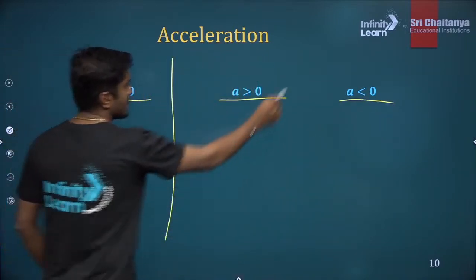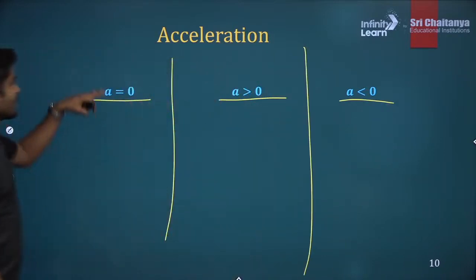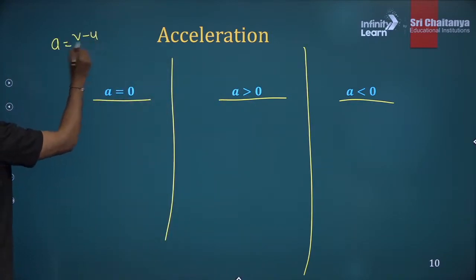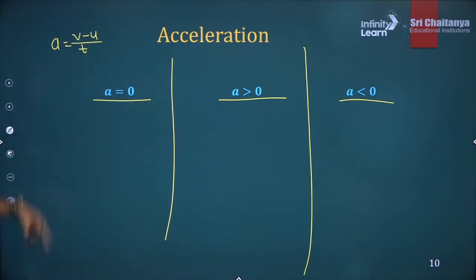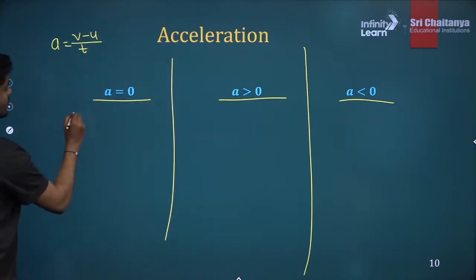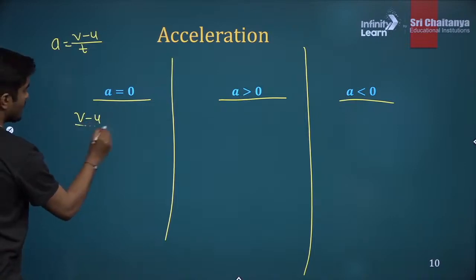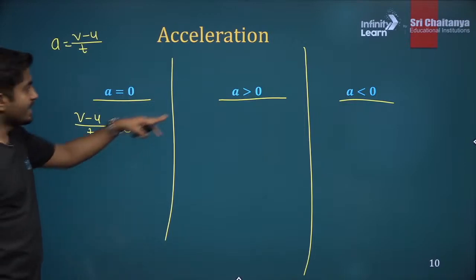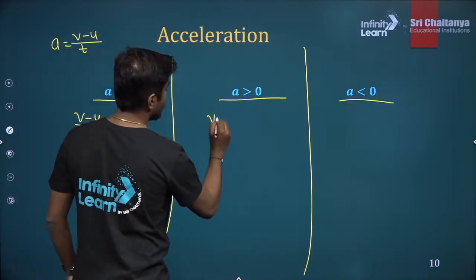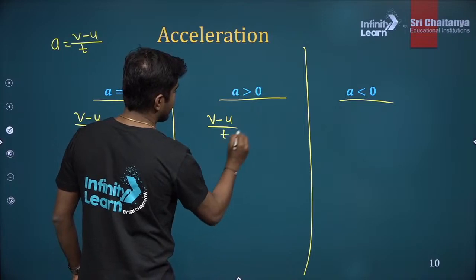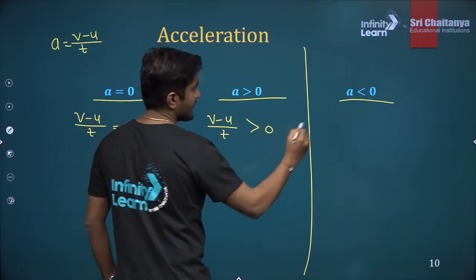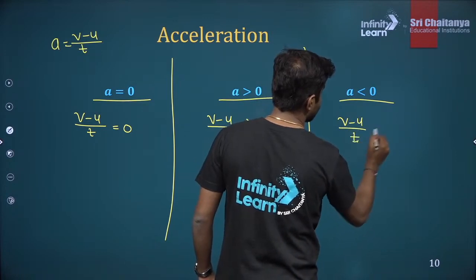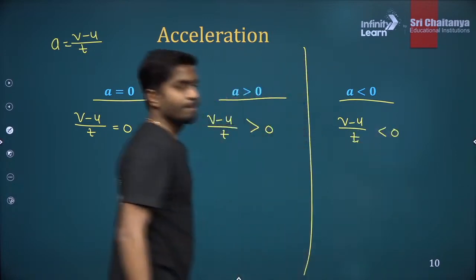So let's do some maths here. What is acceleration? I'll write down here. Acceleration is v minus u divided by time. So let's just substitute this value here. So v minus u divided by time is equal to 0, right? Here I can write the same equation, v minus u divided by time greater than 0, and here v minus u divided by time is less than 0.